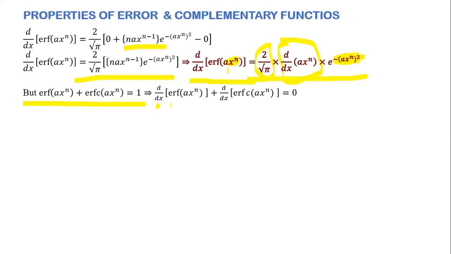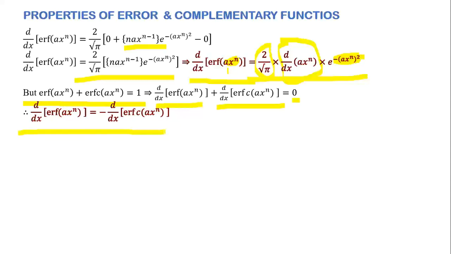So this gives you the derivative of error function of ax raised to n plus the derivative of complement error function of ax raised to n is equal to the derivative of 1, which is 0. This gives you the derivative of the complement error function, which is equal to minus times the derivative of the error function. You can see these two values are almost equal; the only difference is the minus sign. So this is all about the derivative of the error and complement error function. Now the next part is the integration of the error function.